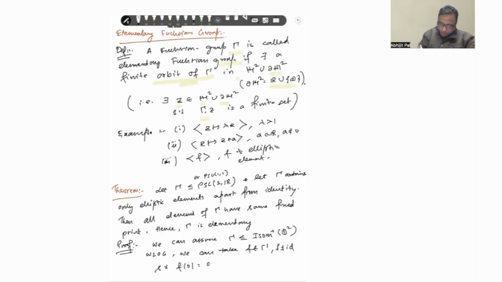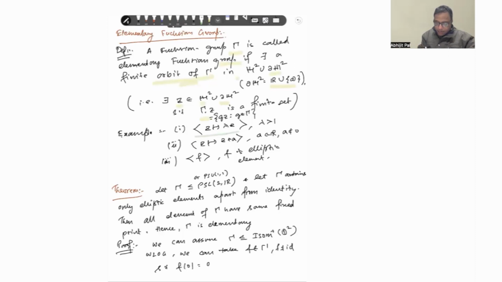What is the definition of this orbit? It is the set of GZ, where G belongs to gamma. Now let us come to examples. Let us take the cyclic subgroup generated by the hyperbolic isometry Z goes to lambda Z, where lambda is greater than 1.